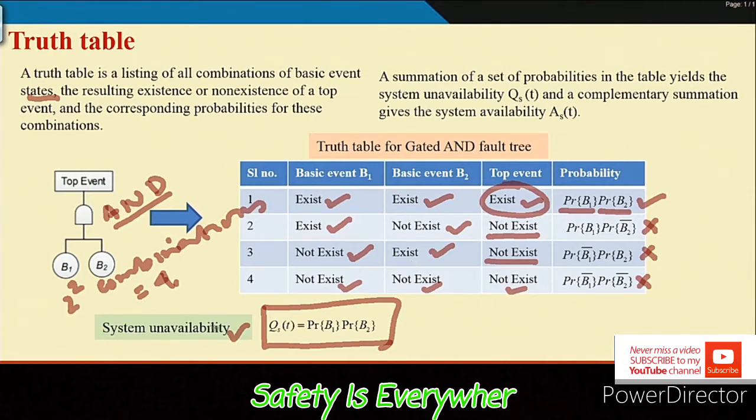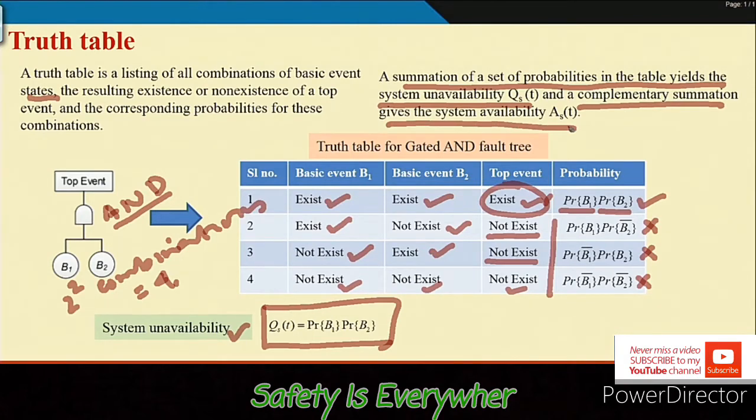Then what is system unavailability? The summation of the set of probabilities in the table yields the system unavailability QST. Where the top event exists, that probability you have to add. Here there is only one situation, so only that probability is considered. If we want to find the availability, which is 1 minus QST, it is the sum of the probabilities of the other three situations. So a complementary summation gives the system availability. This is what a truth table is.